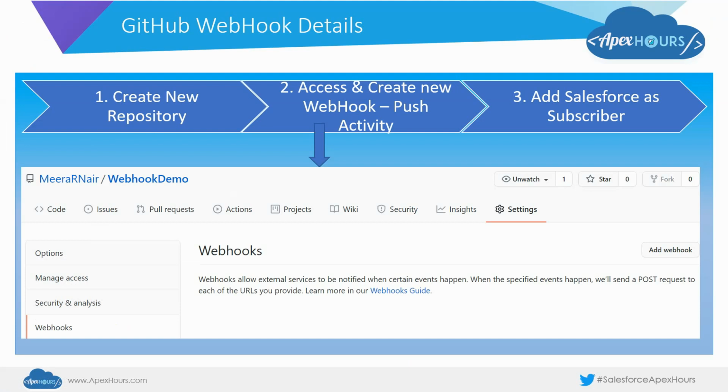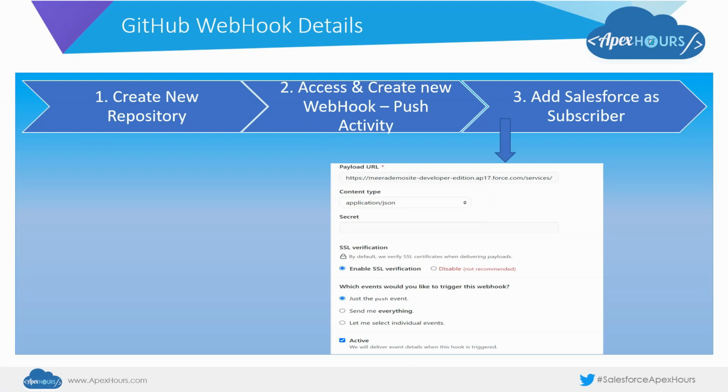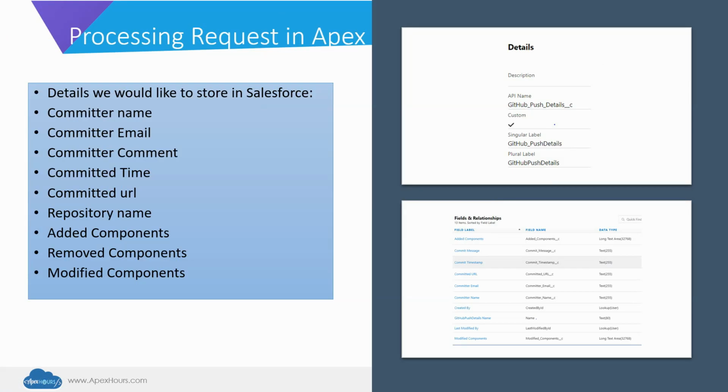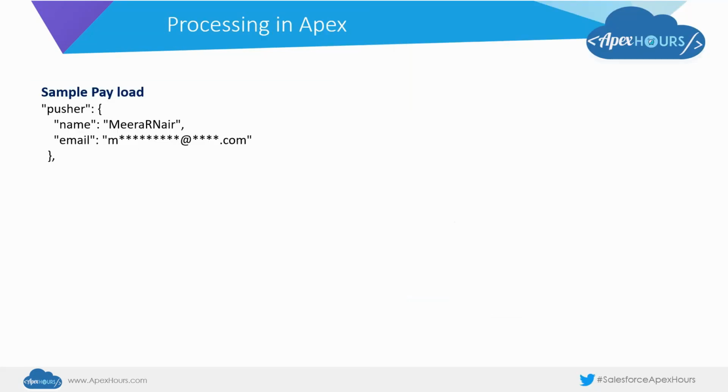So we have seen all the steps, how to create a webhook and how to add the Salesforce URL as the payload URL. And like I mentioned, in addition to the push, you will be able to associate it with other repository events also. These are examples of events that are currently supported for GitHub. And we have to process the request in Apex to capture all those details. That's also what we just saw.